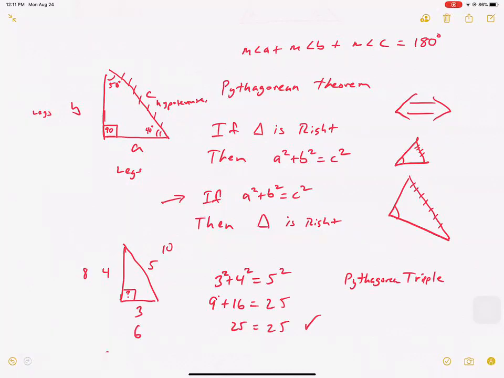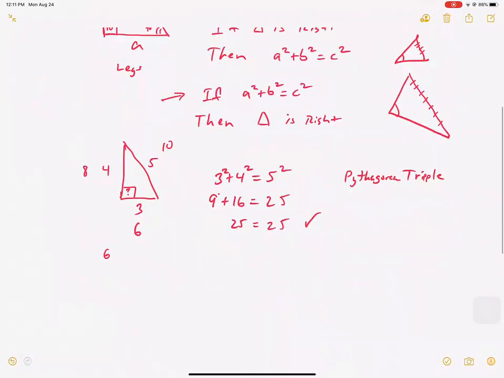This would be 64 plus 36 is equal to 100, and that's true. Any multiple of 3, 4, 5 would work. Another popular one is 5, 12, and 13. This is a Pythagorean triple also. And you can look up Wikipedia. You can find a source that shows you all the different versions of Pythagorean triples.